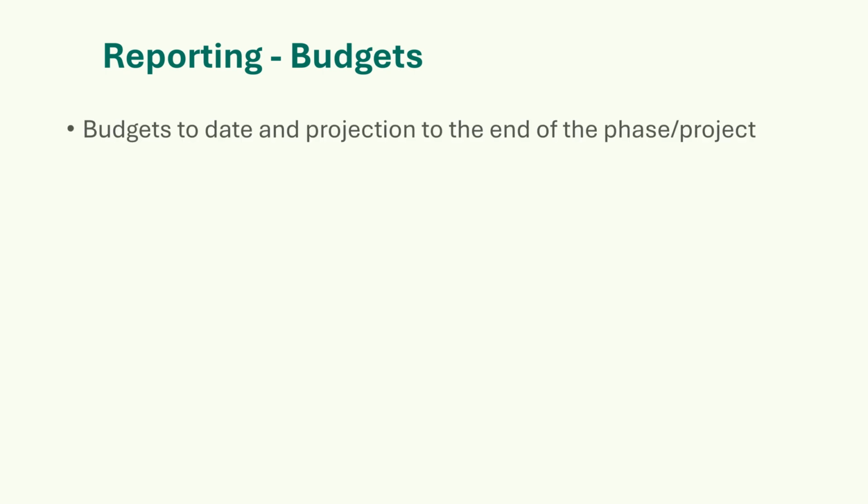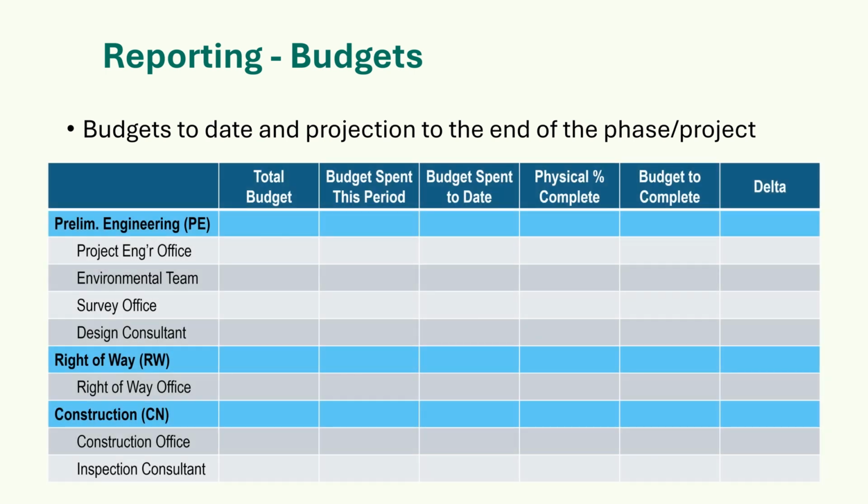Some key reporting topics for you to consider and require of your consultant. Budgets. Budgets to date and projection to the end of the phase or project. For each of your preliminary engineering, right-of-way, and construction budgets, you will further break these down into the budgets that you will have negotiated with each specialty group and consultant. More about that later.